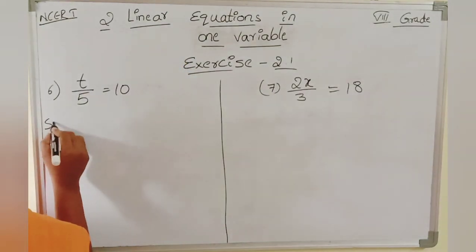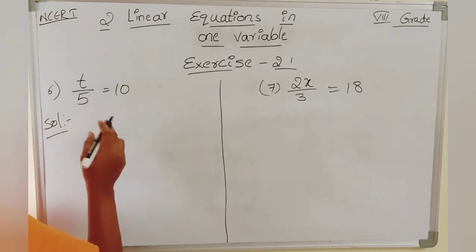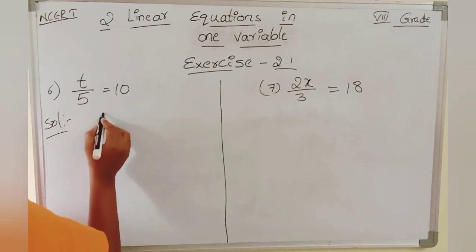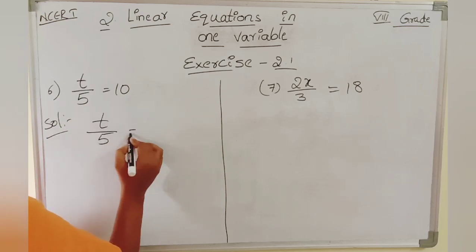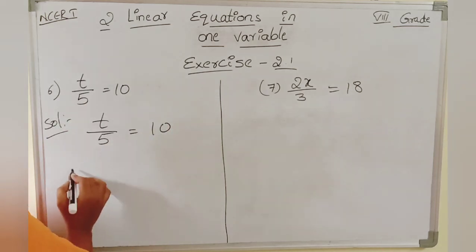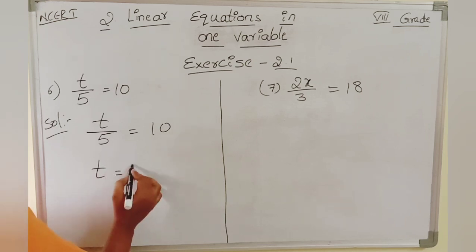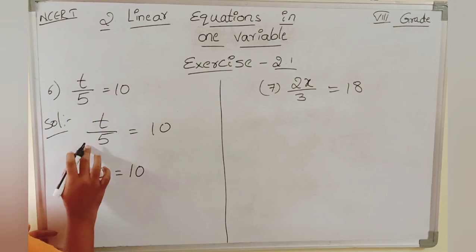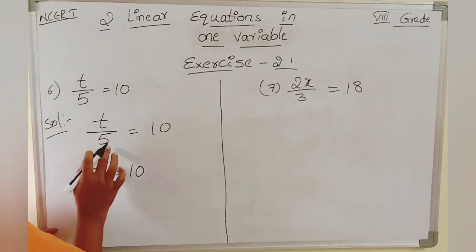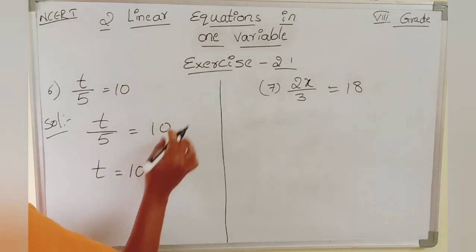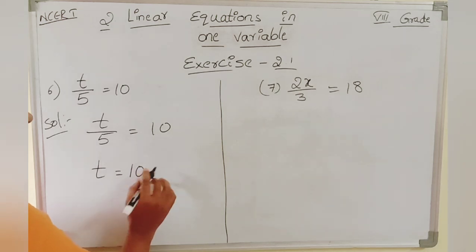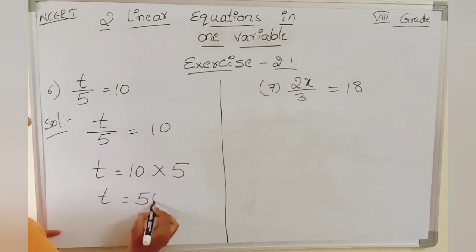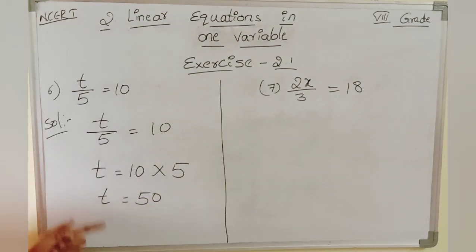The next one, t by 5 is equal to 10. See here the variable is t. Any letter may be the variable. So the problem is t by 5 is equal to 10. In this I want only t. t is equal to 10. See, this 5 is in division, t divided by 5. Whenever we are sending this 5 from LHS to RHS, it becomes multiplication. So 10 into 5. So t is nothing but 50, which is the solution for this problem.